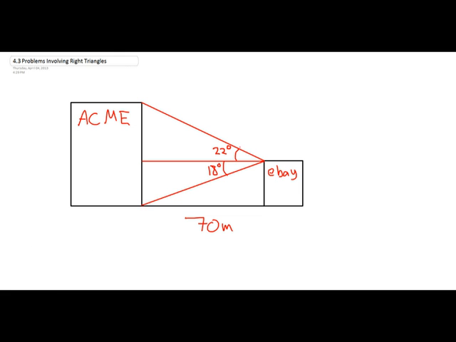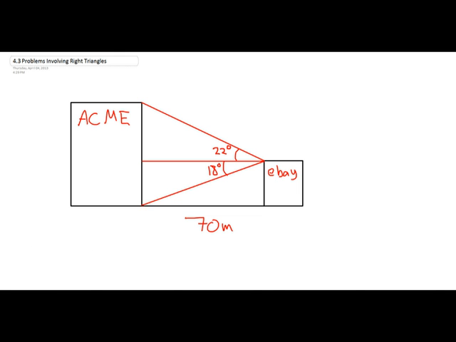Now, this angle is known as an angle of elevation because it's rising from the horizon. And this angle here, the 18-degree angle, is known as an angle of depression because it's being lowered from the horizon. So if it's increasing from the horizon or coming up from the horizon, it's the angle of elevation. Coming down from the horizon or horizontal line, it's known as the angle of depression.